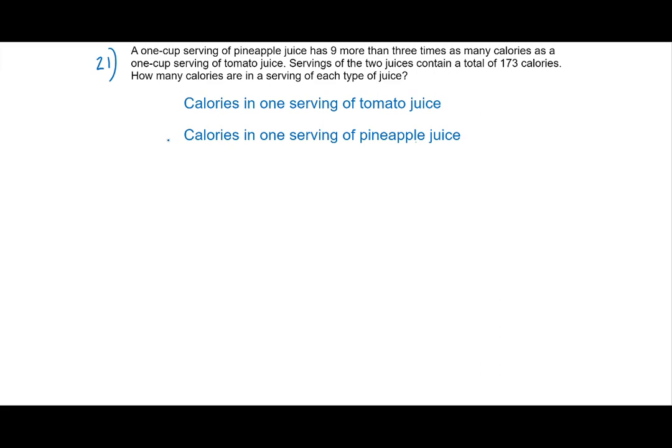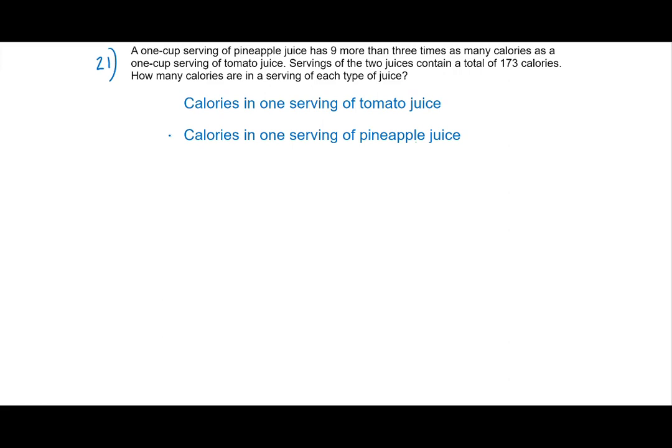Well, that puts us at an impasse here. We need to know which one of these to call x. We have two options. We could let x equal the number of calories in a serving of tomato juice, or we could let x equal the number of calories in one serving of pineapple juice. One of them has to be an x. So now if we go back to the problem, starting from the beginning, a 1 cup serving of pineapple juice has more than 3 times as many calories as a 1 cup serving of tomato juice.